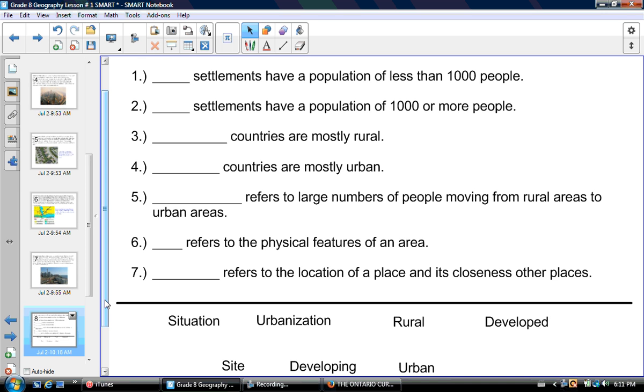Okay, so we've got 7 sentences. Of course, they all start with a blank space. So it's your job to choose the appropriate word from the word box below for each sentence. So please do, after I finish speaking, put this video on pause so that you can try out this activity at home, and we will take it up in class tomorrow.